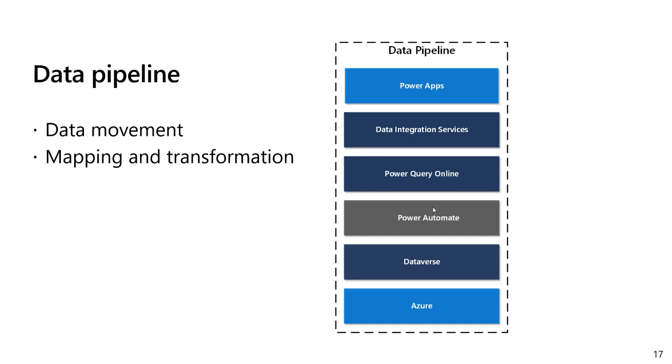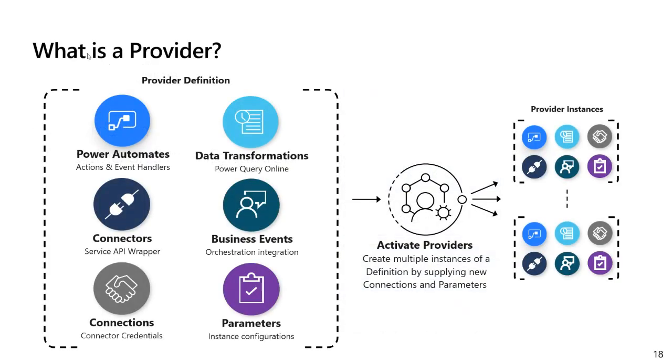This data pipeline is driven by Power Automate. So the connectors, and we'll talk more about that, is what is a provider. So a provider definition is essentially the Power Automates that enable the actions and the event handlers. These are connected to the connectors. So a connector on Power Automate gives us that API wrapper. So I might be calling a system through a simple HTTP post, for example, or I might be using an existing connector to an Oracle database or whatever it might be to communicate to that other system. So a connector does that job of calling those APIs on different systems.